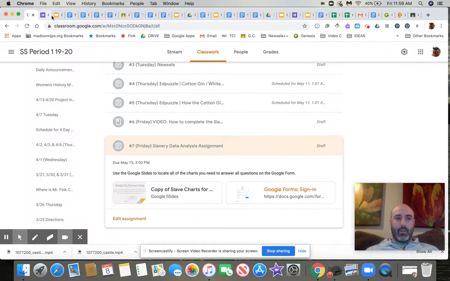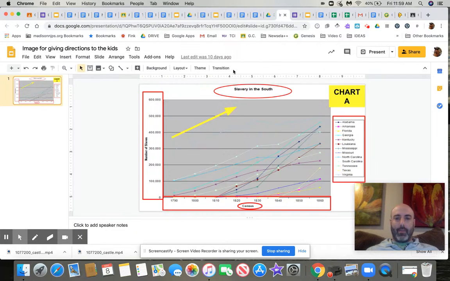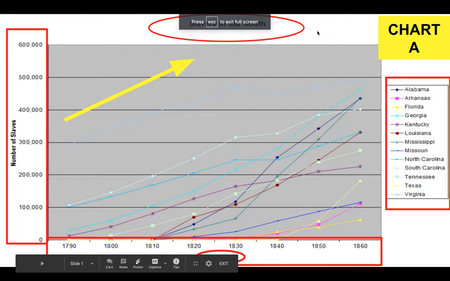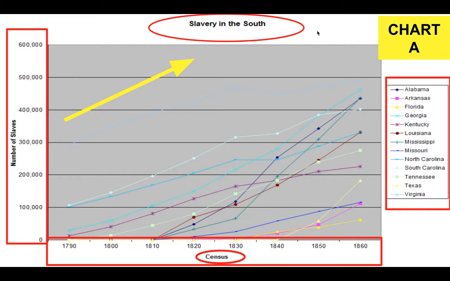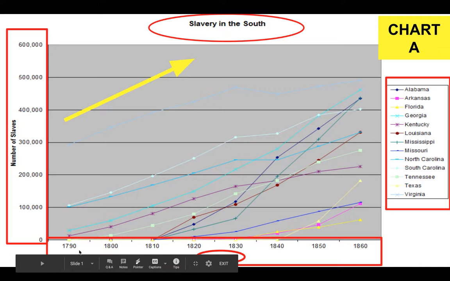With that being said, I wanted to show you a quick example of what I might do if I were looking at the chart. So chart A: in order to try to understand each of them, the first thing you guys have to do is read the title. The title will give you insight into what the chart is showing. So this chart is about slavery in the South. And then I'm going to look at each axis.